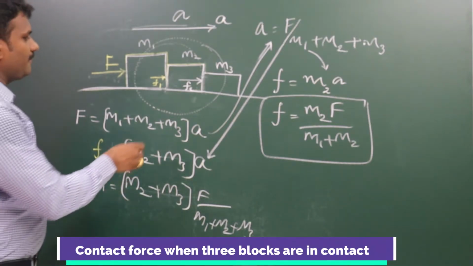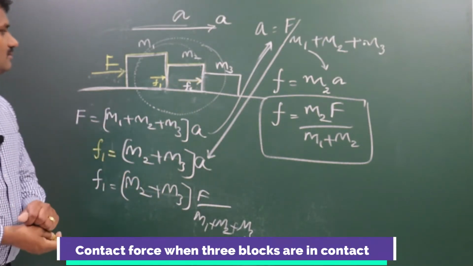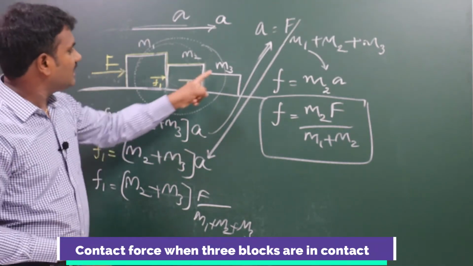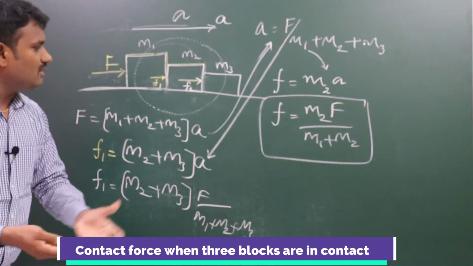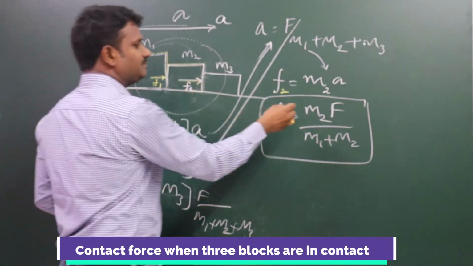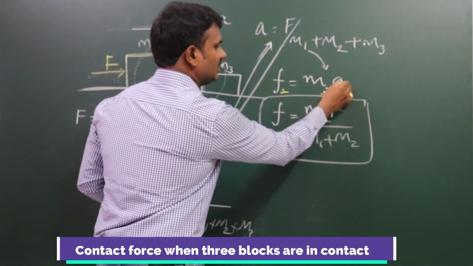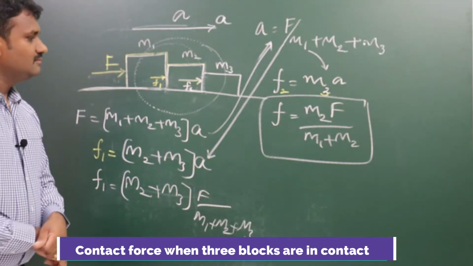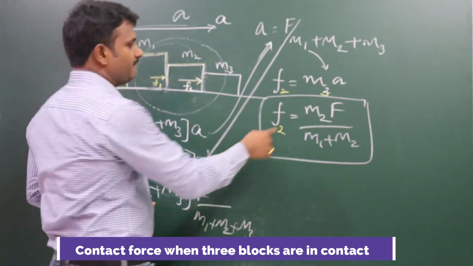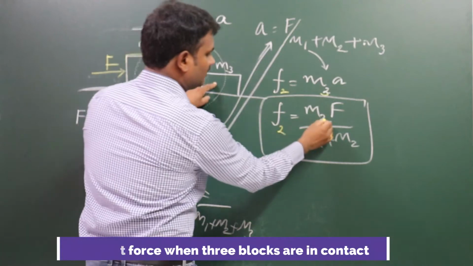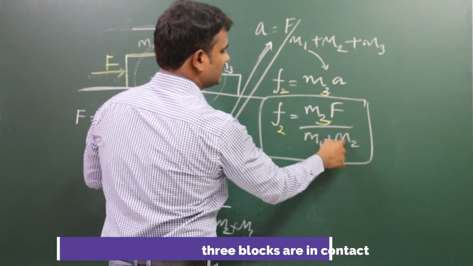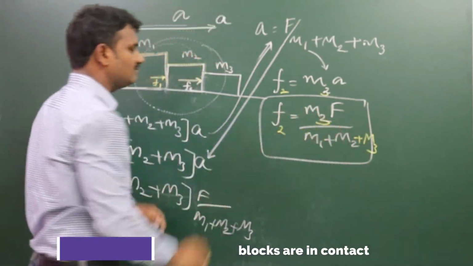Now if you want to find this F2, what you have to do? You have to ignore these two blocks and this is the only block. Now what is the net force acting on this block? F2, which is equal to how much? F2 is equal to the mass of this block into acceleration. What is the mass of this block? m3 into A, meaning acceleration. So F2 can be written as, I am just rearranging the previous one, in place of m2 I have m3 into A, meaning F by m1 plus m2 plus m3. This is F2. That's all.